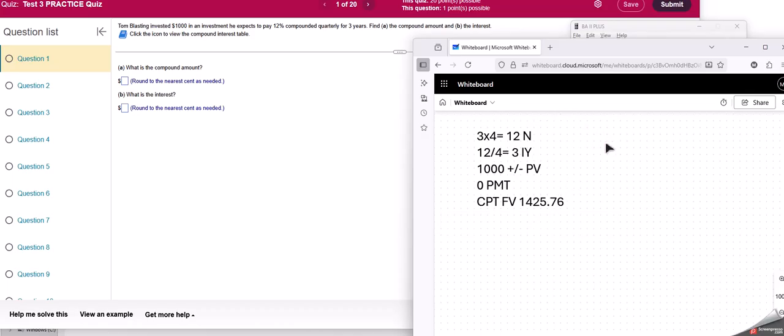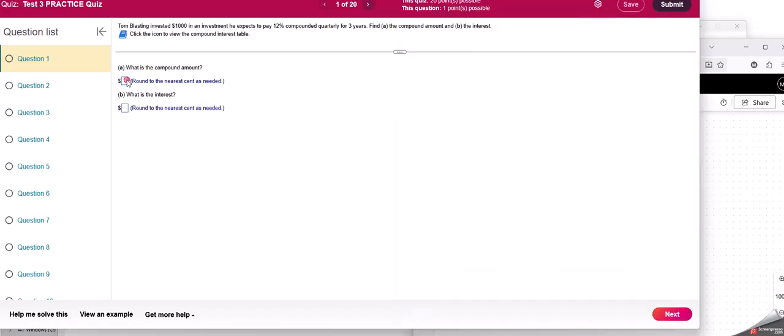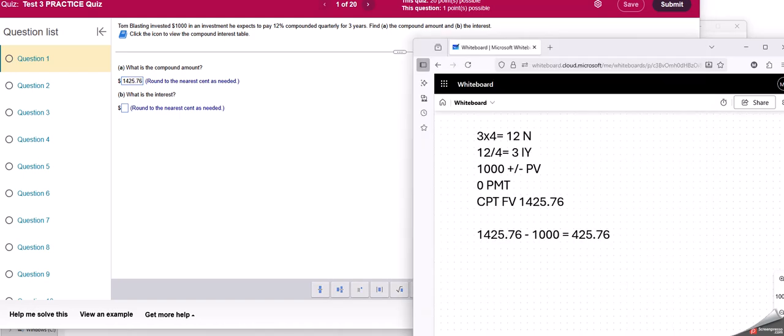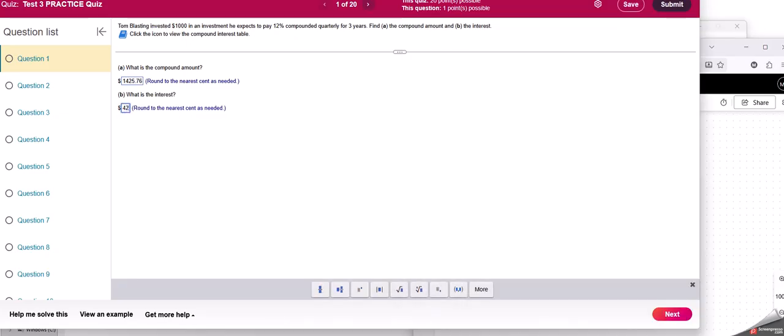And then if it wants to know what your interest is, the 1,425.76 minus the $1,000 you started with is 425.76 in interest. So we'll come back over there. So our compound amount was the 1,425.76, and then the interest is 425.76.